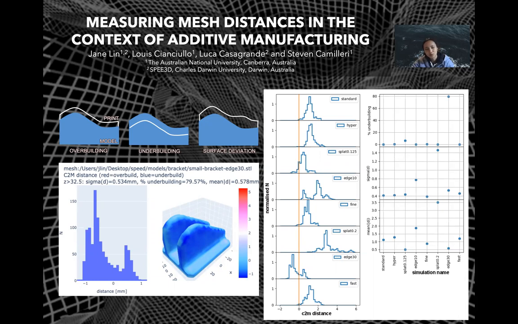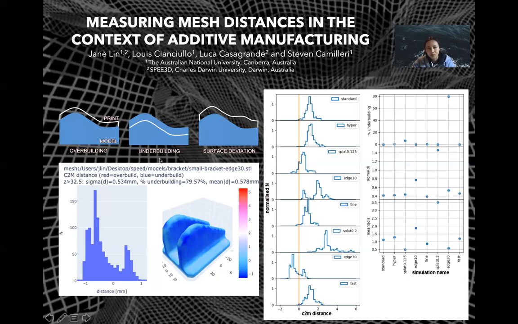So in the context of additive manufacturing, the first criteria is so-called overbuilding. This is when your model is actually smaller than the print. A certain level of overbuilding is actually desired in this context because a lot of these parts need to be machined down later. The second one is not so much.